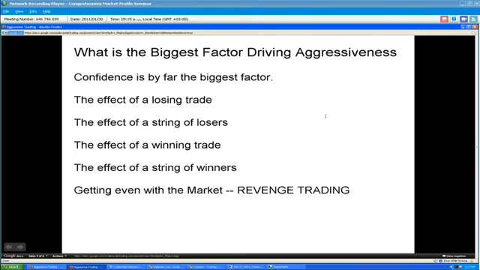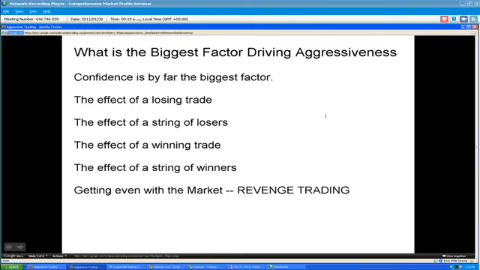So the main thing is I want you to be aware of this. I want you to be aware of what your emotions can do to you. You have to be able to use your emotions properly in trading, and there are proper ways to use them. But if you're aware of what I'm telling you, it's much less likely it'll happen to you.